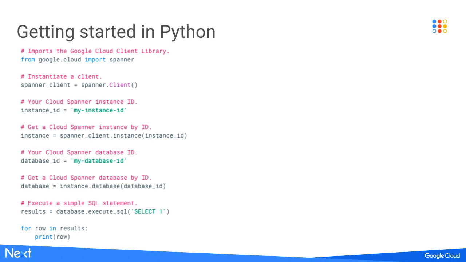I instantiate a client, so that client allows me to talk to the service. I then say, I need my instance, so please give me my instance ID. And then from the instance, I can grab my database. So I say, what is my database ID? And then I ask my instance for the database. I now have a handle to my database where I can start to send queries. So I could get result sets by saying database.execute SQL and passing it SQL queries.